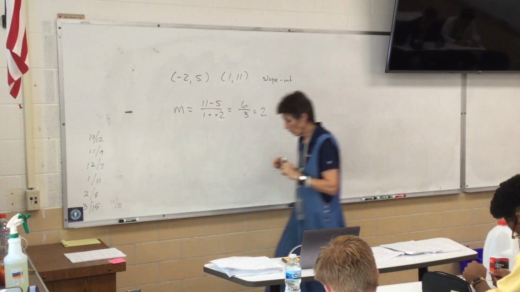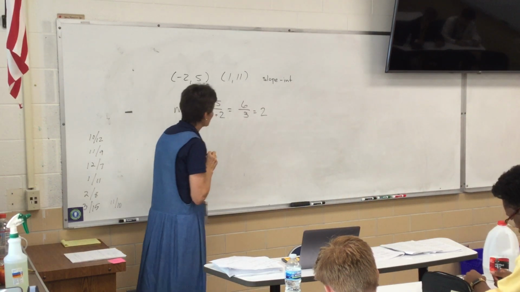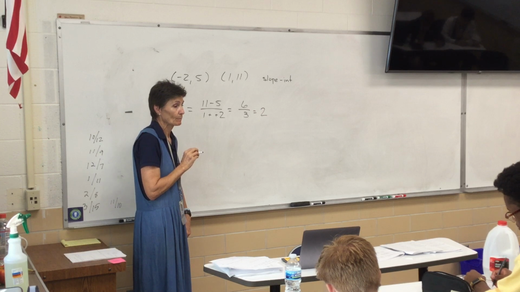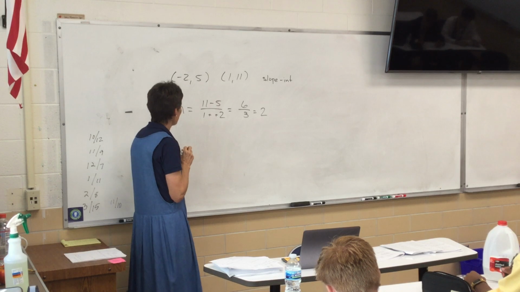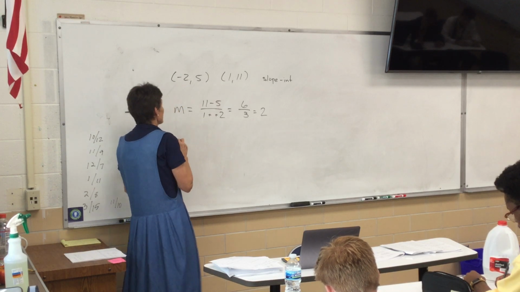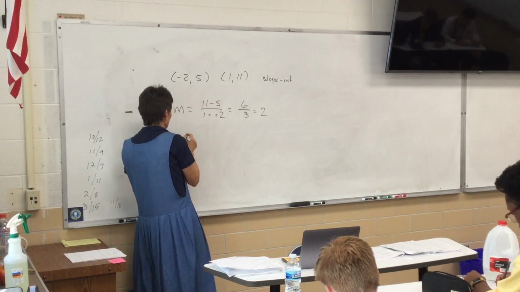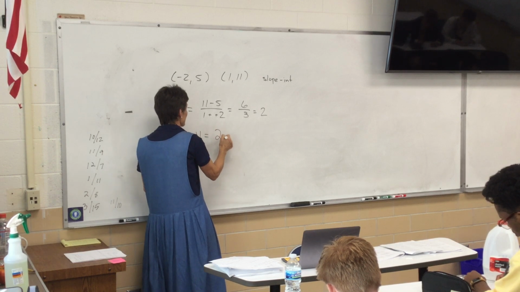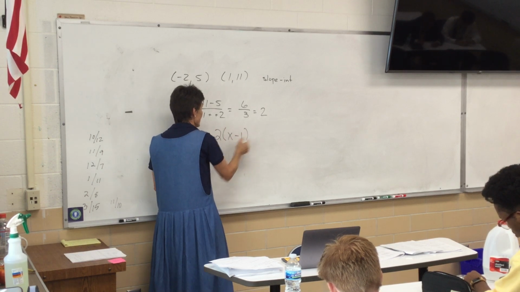Okay, now what? What's the next step? Once I have my slope figured out, now what do I do? I pick a point, doesn't matter which one. So if I pick that one, y minus the y coordinate equals slope times x minus the x coordinate.